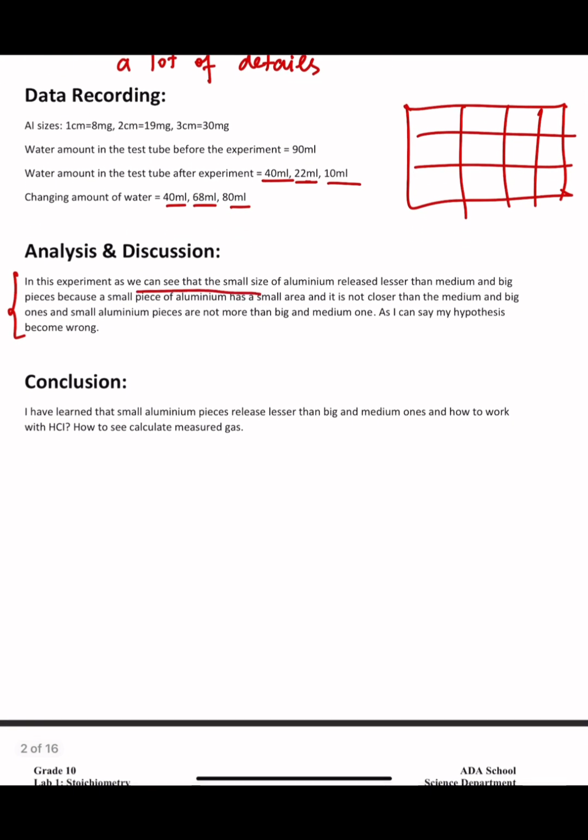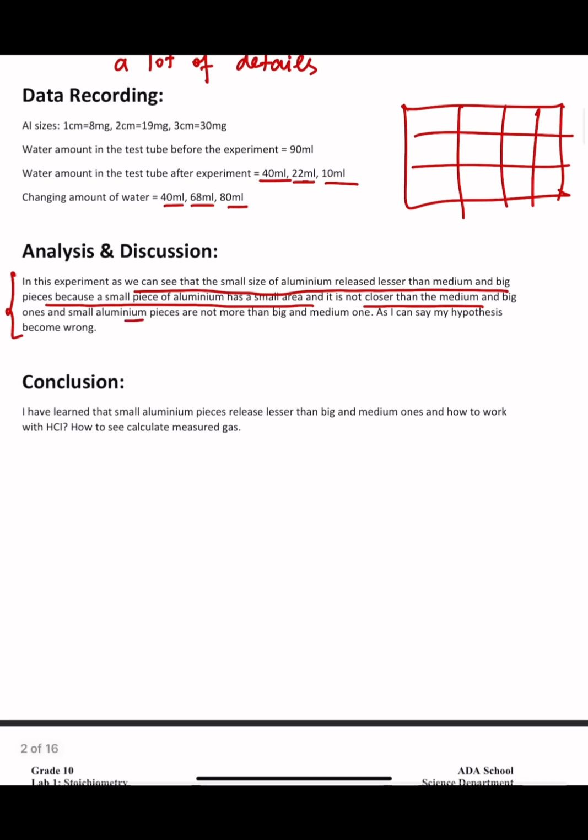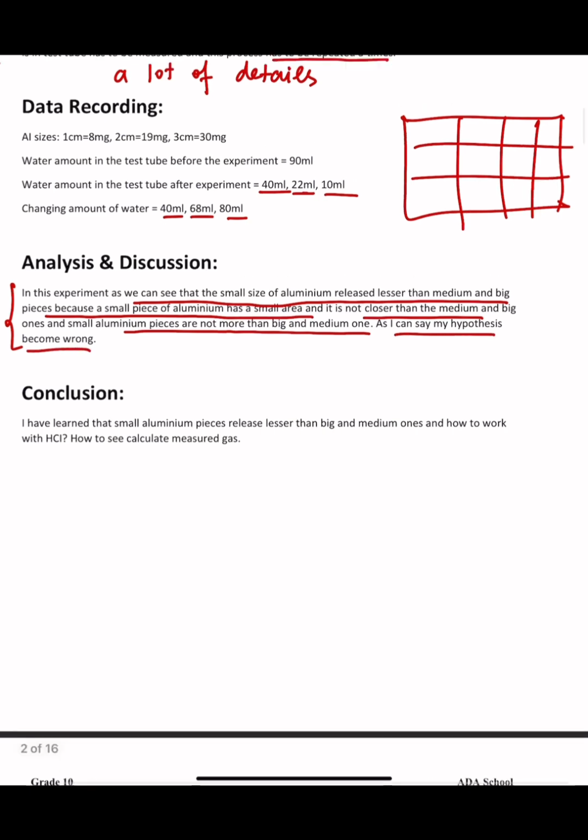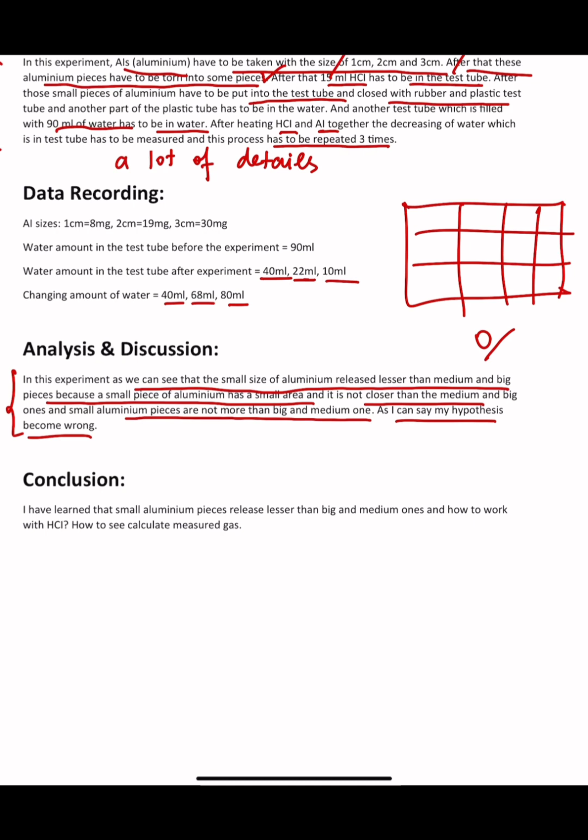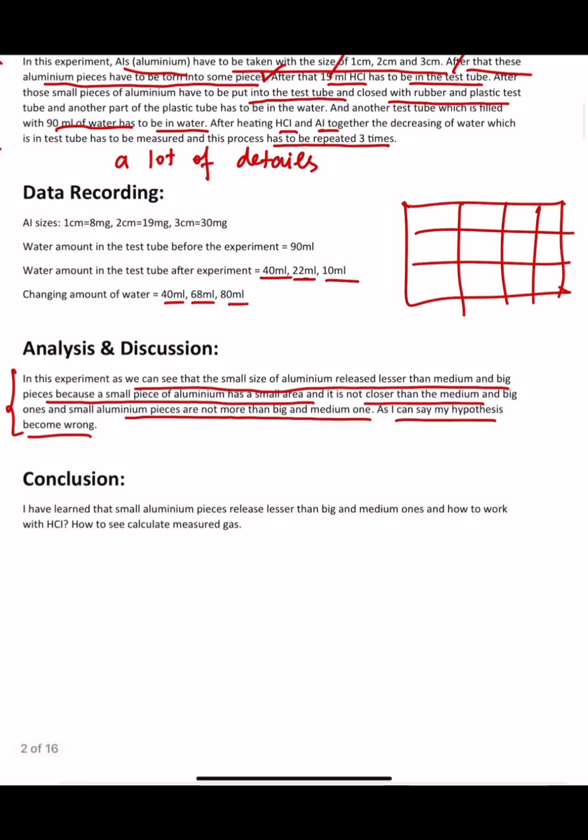In this experiment, we can see that small size of aluminum released lesser than medium and big pieces, because a small piece has a small area and it's not closer than medium. Big ones, small aluminum pieces are not more than big one, medium one. As I can say, my hypothesis became wrong. So to be honest, in here there was nothing, so I give 0 out of 65 for this person on analysis and discussion. Maybe, okay, if we want to give a little points, we can give 10 out of 65.